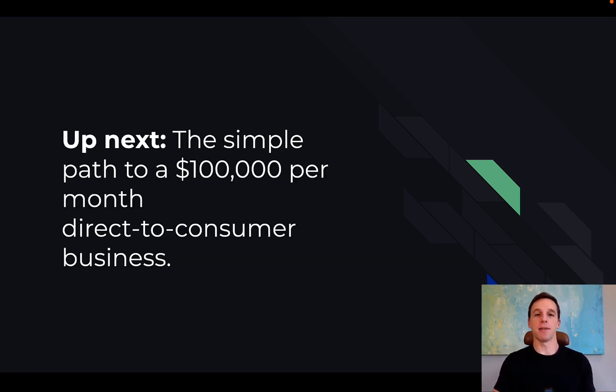Now, up next in the final lesson, we're going to talk about the simple path to a $100,000 per month direct-to-consumer business. We're going to kind of wrap everything together, recap the steps that we've covered so far, so you walk away with a game plan to implement and achieve this in your own business. I'll see you in the final video.